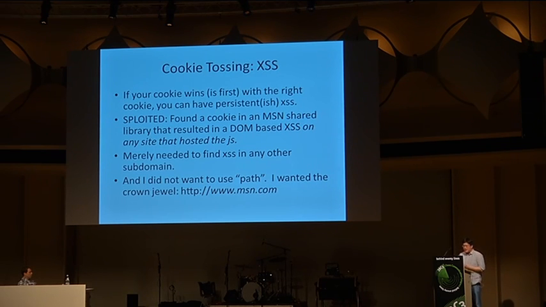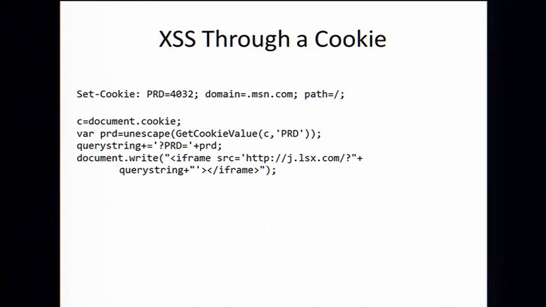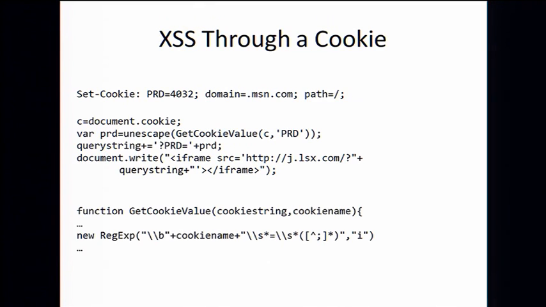So we actually found a DOM-based XSS in the shared library of MSN, and we wanted to get msn.com, so we did not want to use the path trick that we just showed you. The PRD cookie in this case was vulnerable, and there was code that looked like this, where essentially in JavaScript they are getting document.cookie and then parsing it out using a regular expression, and then it's a vanilla document.write with an iframe, and that value is not output encoded, and so that's your almost classic DOM XSS example.